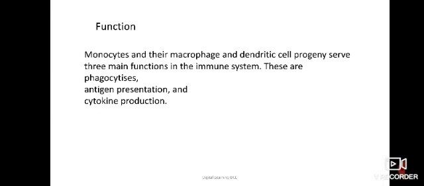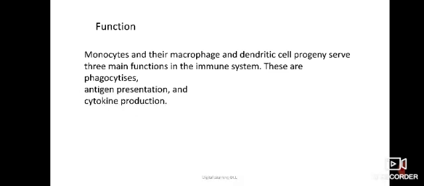The monocytes and their macrophage and dendritic cell progeny serve three main functions, as I told you, in the immune system. These are phagocytosis, antigen presentation, and cytokine production. That ends the structure and function of WBCs.